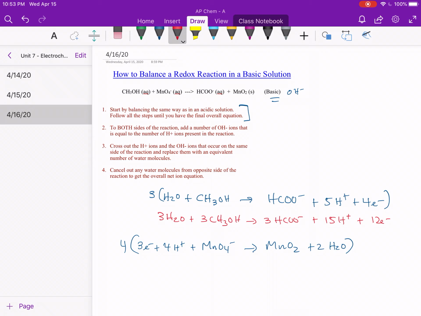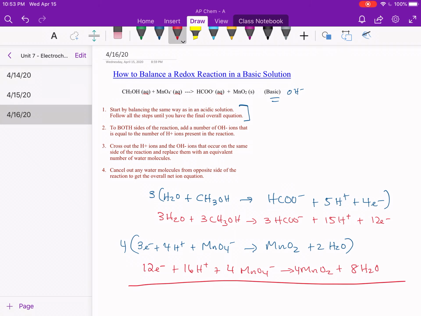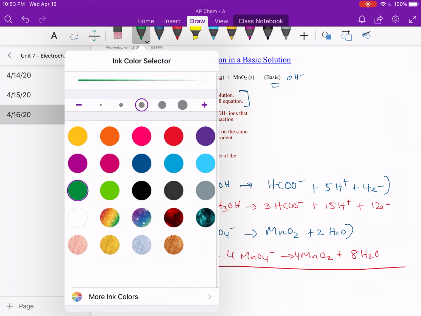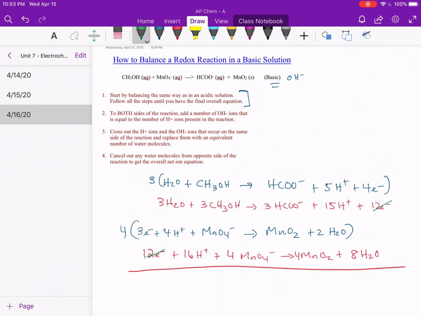Okay, and down here, we would have our 12 electrons plus 16 H pluses plus 4 MnO4 minus going to 4 MnO2 plus 8 H2Os. Okay, and so again, now we're going to add those up, and I'll do that in green. And so my electrons will cancel, right? That's the big thing. We need those to cancel out. That's why we multiply through.